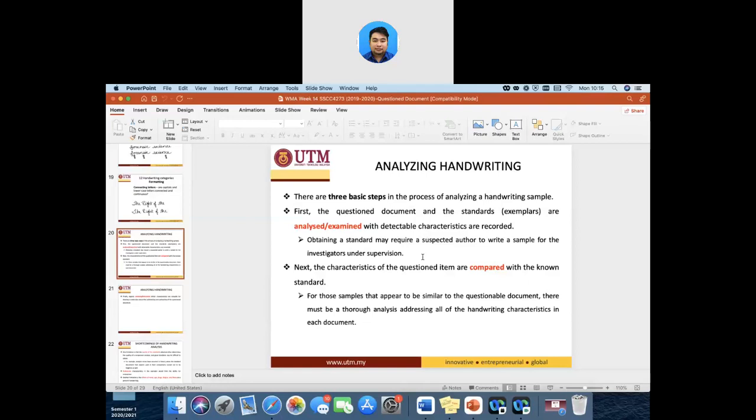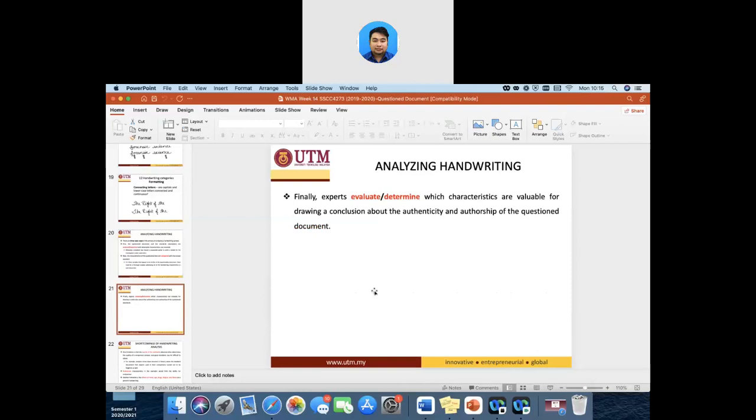Okay, so the characteristics of the questioned documents are compared with the known standard. When we are analyzing the standard, we know the characteristics of the suspected person, and then we compare it to the questioned documents. Finally, the expert will be able to evaluate or determine the characteristics of the questioned documents. Hence, we can draw a conclusion about the authenticity and the authorship of the questioned document.